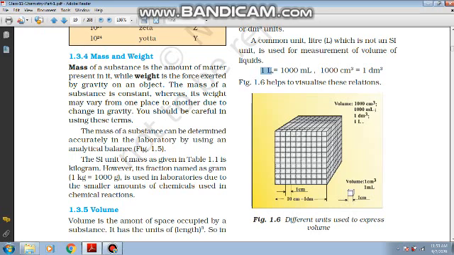If you are given 2 liters of a substance and you are asked to express it in milliliters, you can simply say that 2 liters is equal to 2000 milliliters of the liquid. And if you are asked to express it in terms of centimeter cubic, you can safely say that it contains 2000 centimeter cubic of the substance.